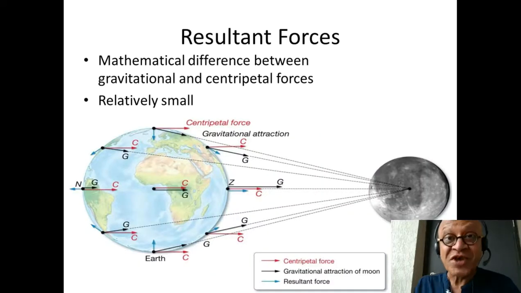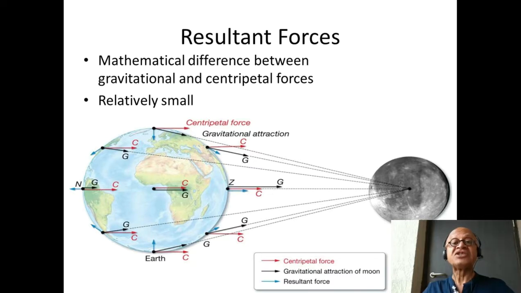Okay, so how many of you actually did the calculation of showing that the tidal force or the residual force is actually proportional to 1 over r cubed? I bet nobody did. But anyway, you can use Google to do that.